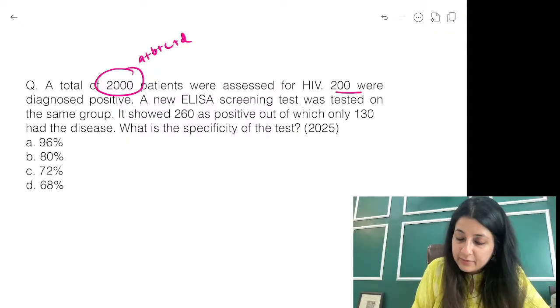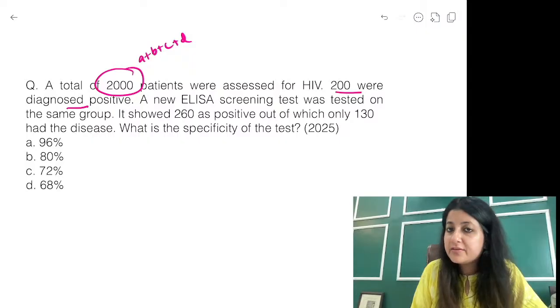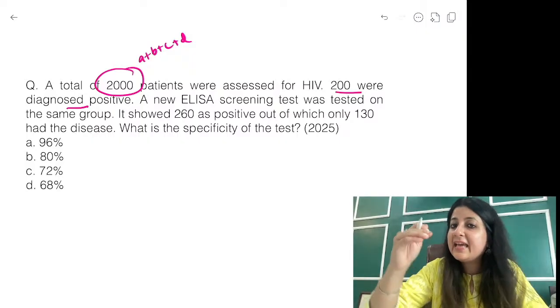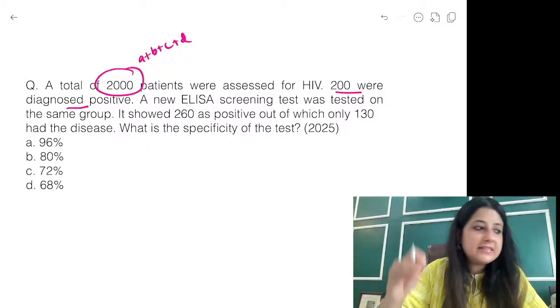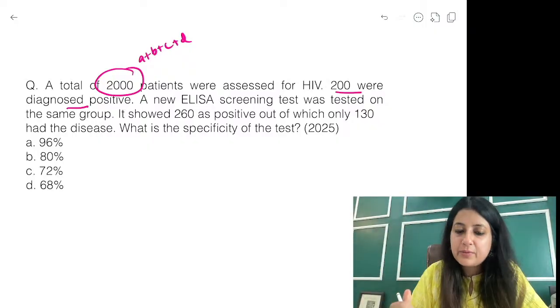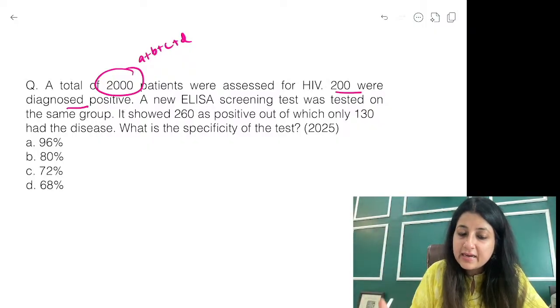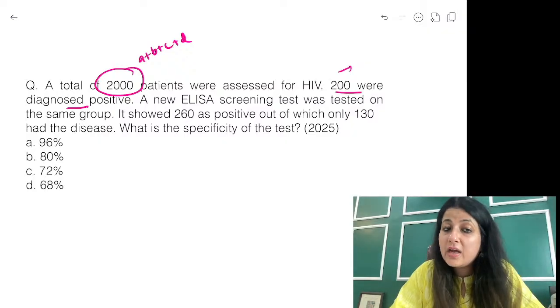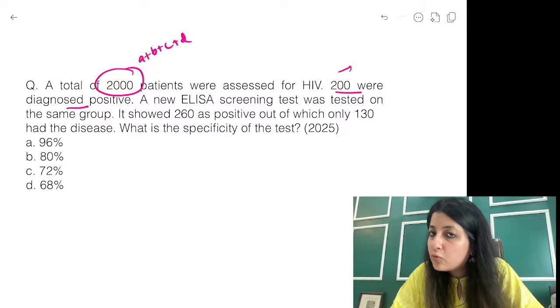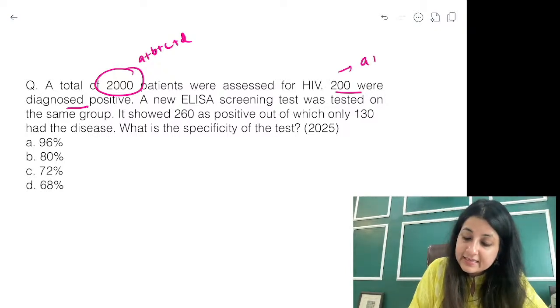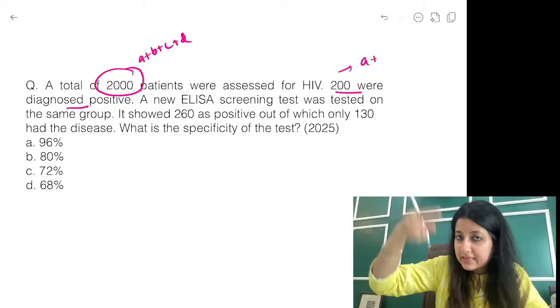Now how many were diagnosed positive? 200. So what is 200? Is it A plus B or is it A plus C? Is 200 true positive? No. 200 are diagnosed positive. This is A plus C.